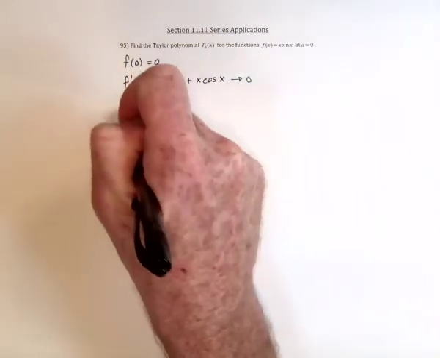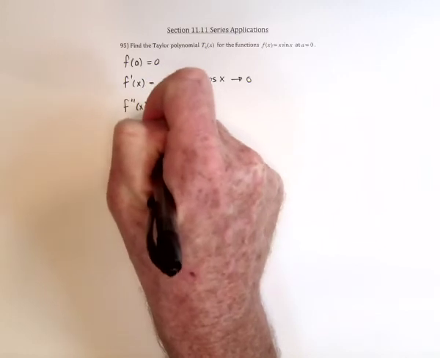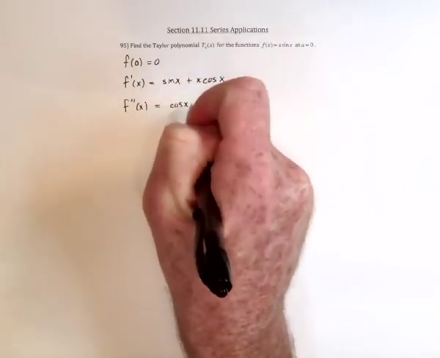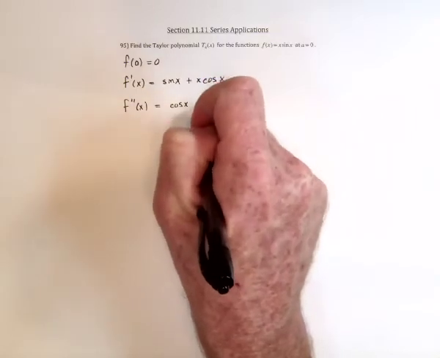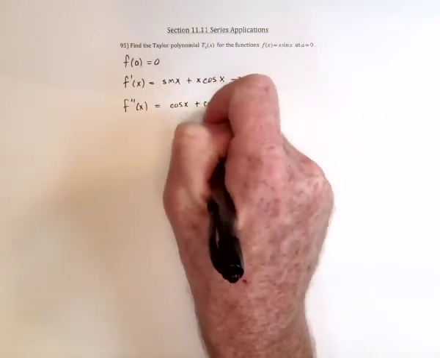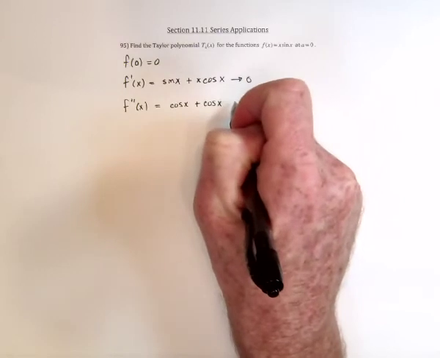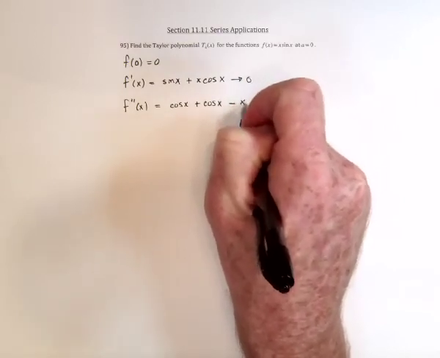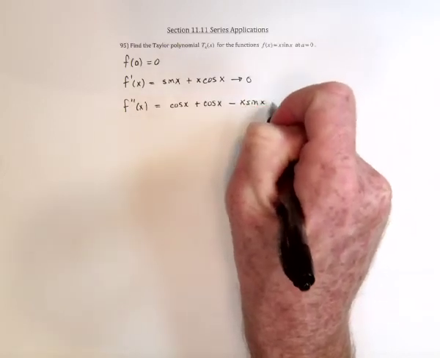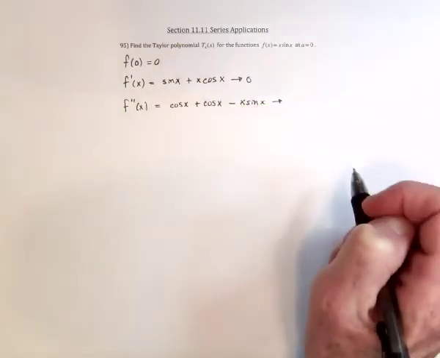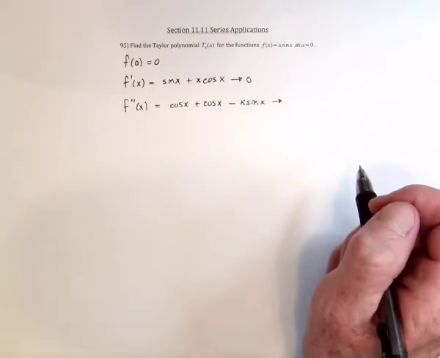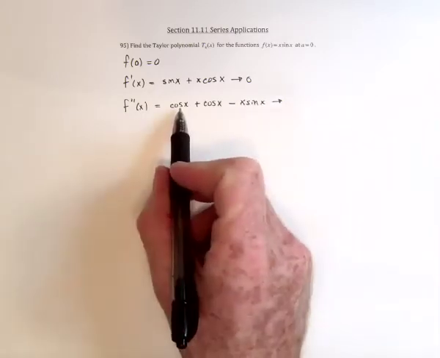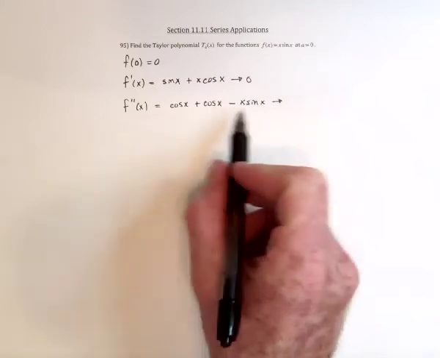And then the second derivative, this would be cosine. And then here we need the product rule, so that's going to be plus another cosine. And then leave x alone and take the derivative of cosine, then that's negative sine. Okay, then substitute 0 into that. So this is going to be cosine of 0 is 1, another 1, and a 0.